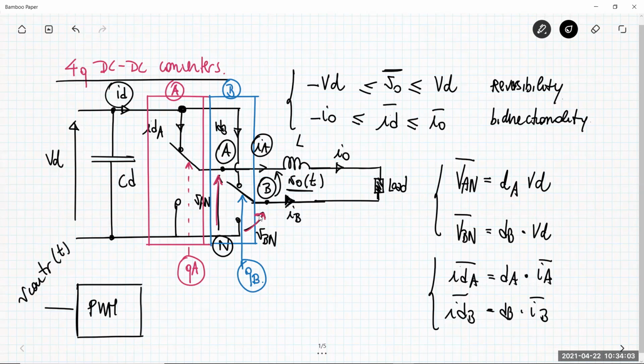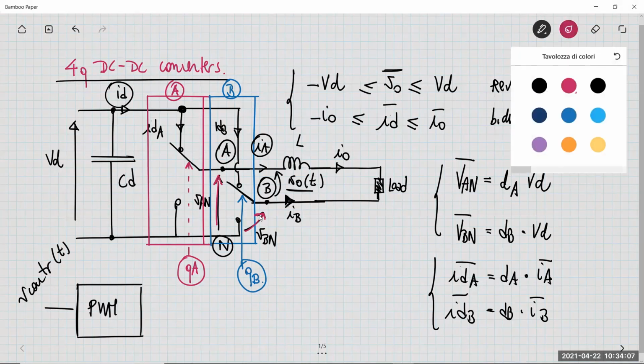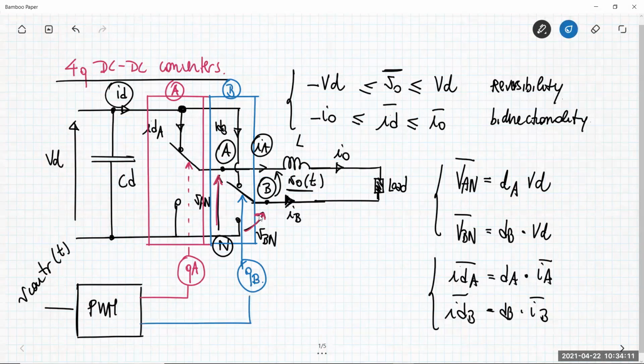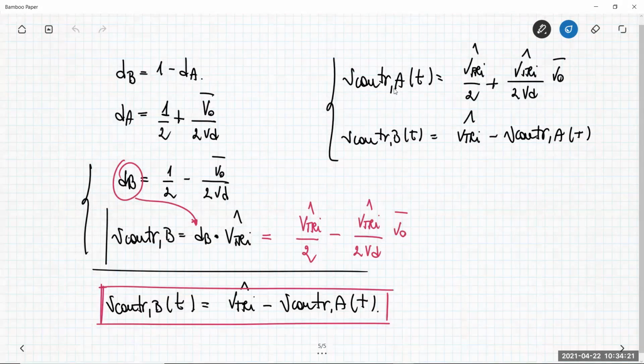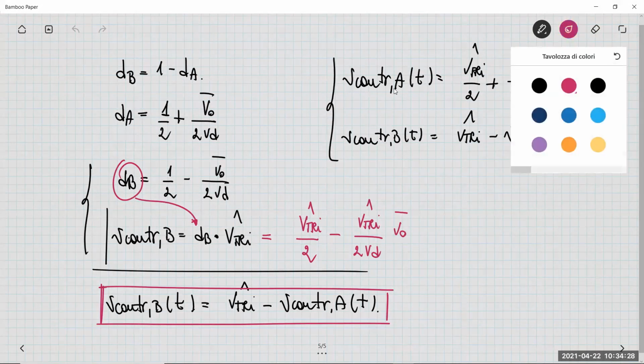Not A or B, just V control. And from this block, I can generate both, not having two control voltages. So this is what is typically done in application. Here you have two control voltages, so we need to generate just one control voltage.